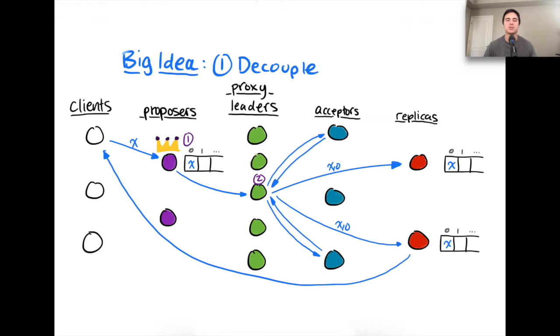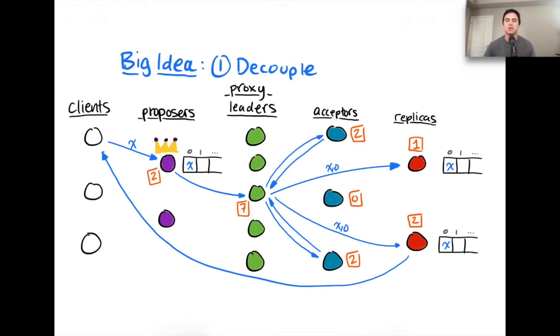Now, the protocol executes like this. A client sends a command X to the leader. The leader sequences the command as usual, but it no longer communicates with the acceptors or replicas. Instead, it sends a message to a randomly chosen proxy leader. This proxy leader then finishes executing the rest of the protocol by communicating with the acceptors and replicas. Sequencing is done by the leader, and communication is done by the proxy leaders.